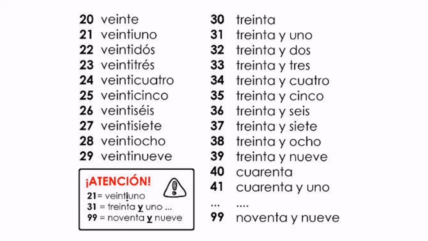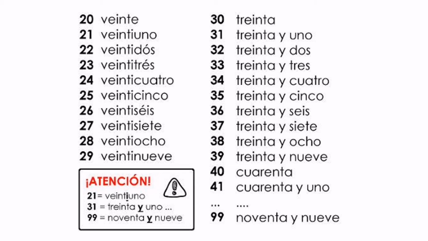Now, when it comes to 30 to 99, they all follow the same rule and it's very easy. So we said that 30 is treinta. What we do is we add an E to 30. So treinta stays the same, we just add the Y, letter Y means and. So it's like we're saying 30 and 1. In English we say 31, but in Spanish it's like saying 30 and 1, 30 and 2.